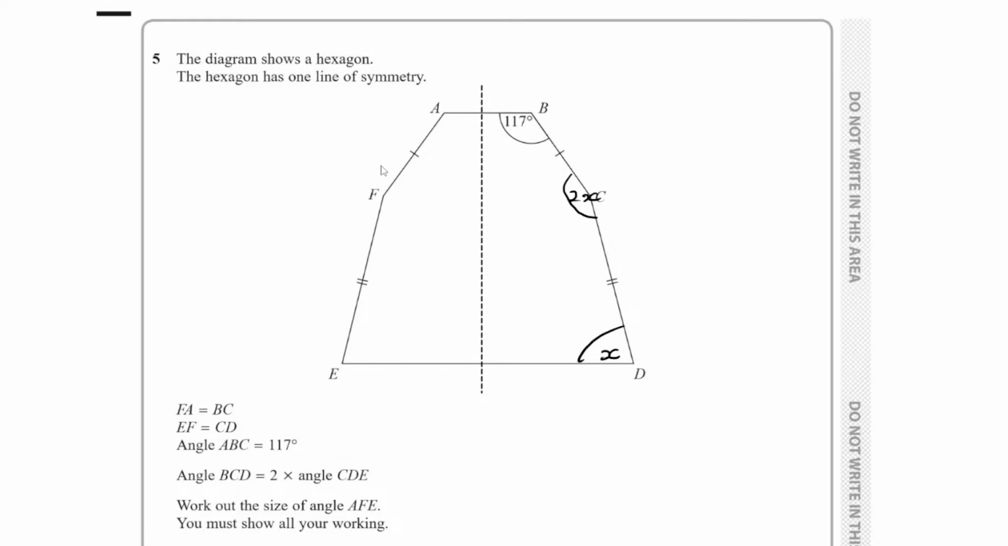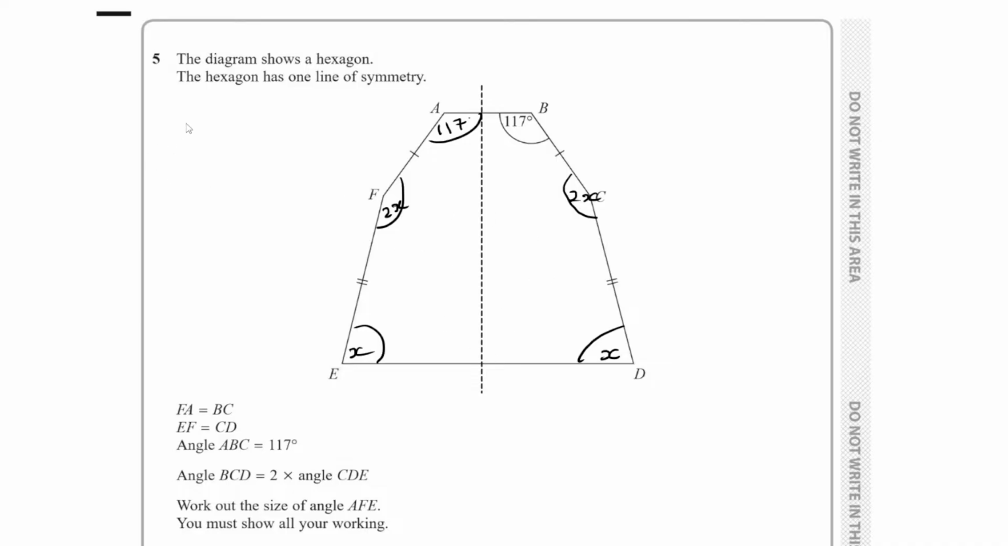And then because there's a line of symmetry, it's the same on the other side. This would be 2X, this would be X, and based on that line of symmetry as well, this angle would also be 117. So at least now I've labelled all 6 angles. And it says work out the size of angle AFE. AFE, so this one here, the 2X.